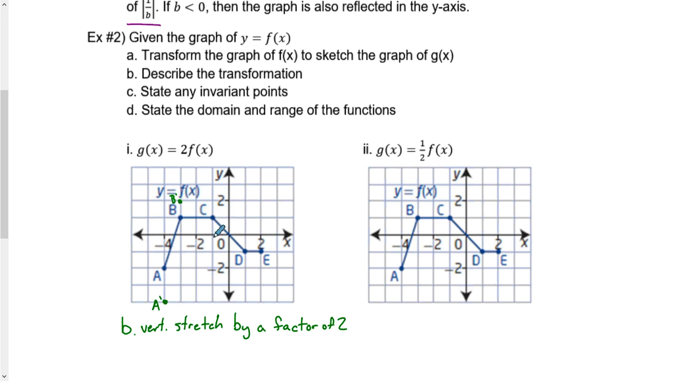So C, 1, well, it's going to be stretched up. D, 1 point below, so to stretch vertically, it's going to stretch down. E, 1 point down, same deal. Let me just connect the dots.